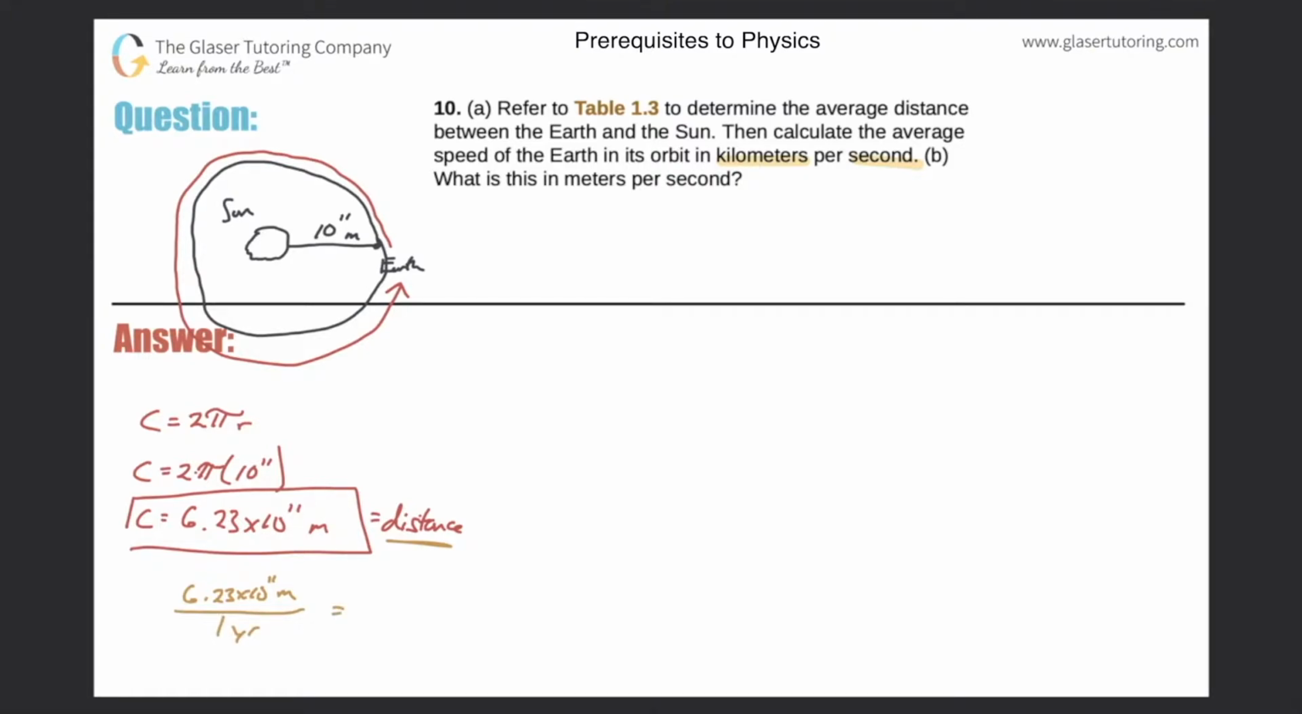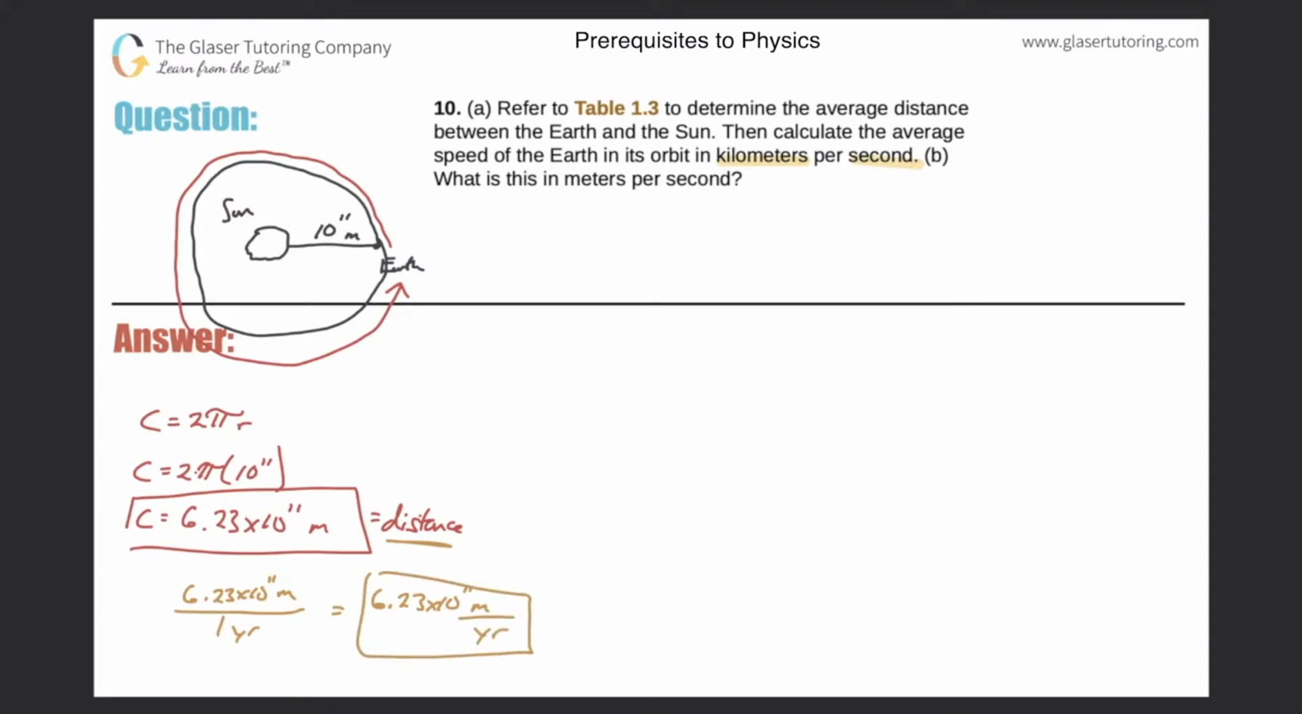Okay, what does that do for me? Well, now it gives me a speed. It gives me a rate, right? It tells me the distance that the Earth is traveling per year. Okay, so the math works out simply here. 6.23 times 10 raised to the 11 meters per year.